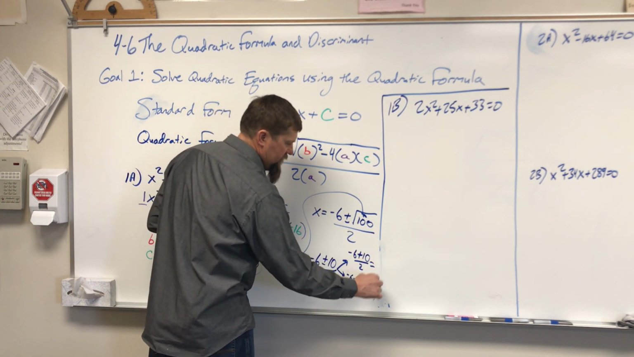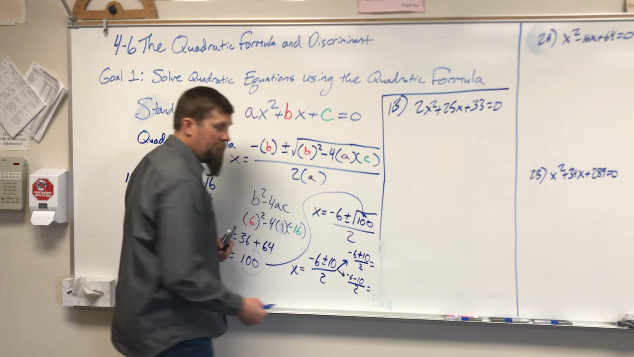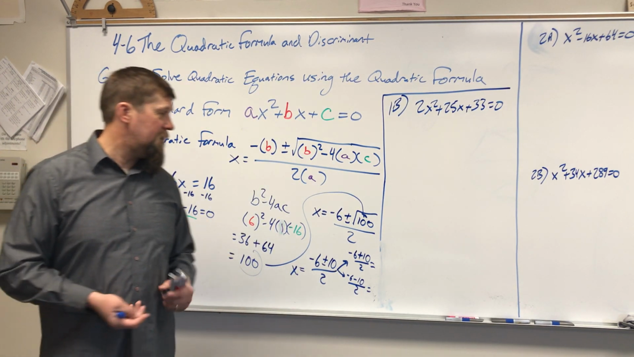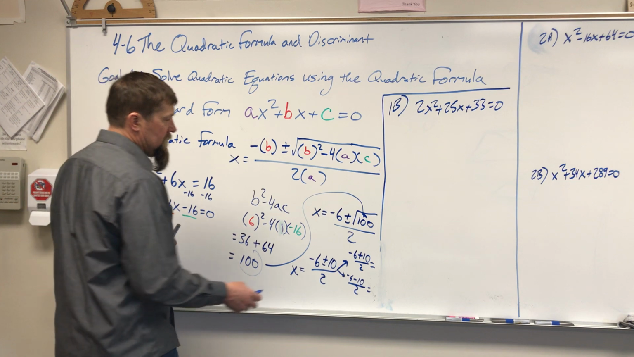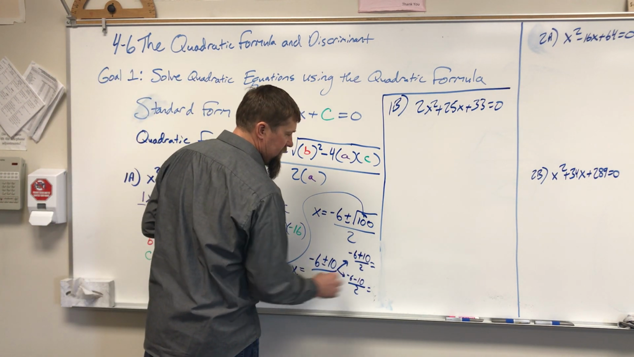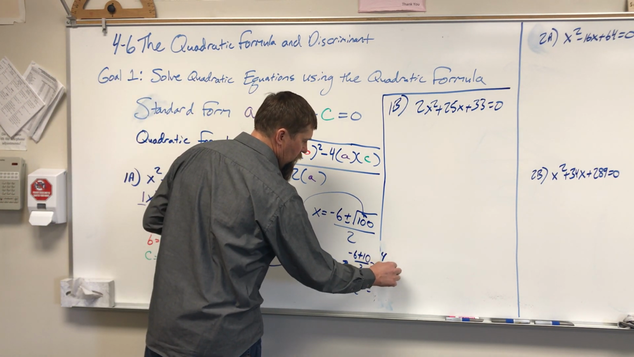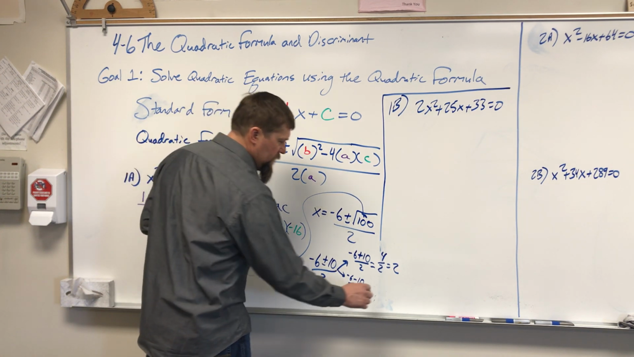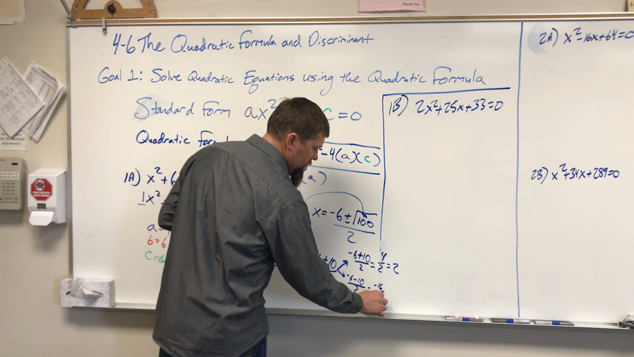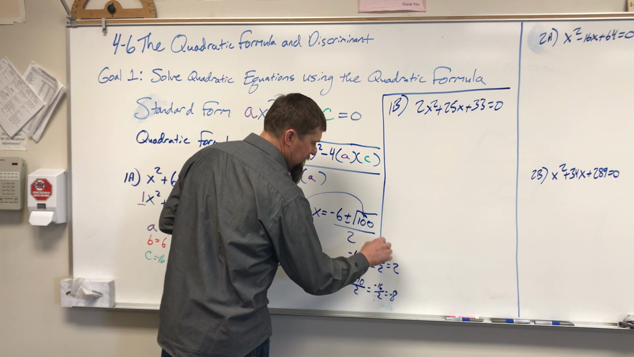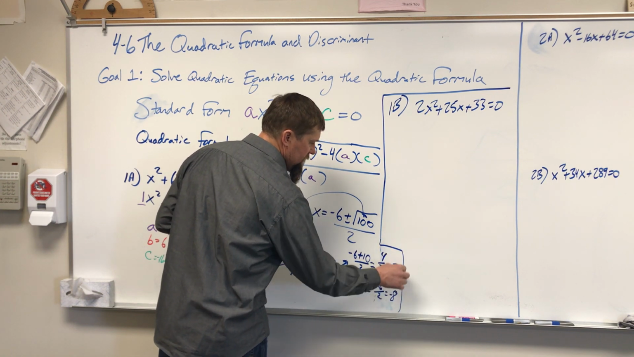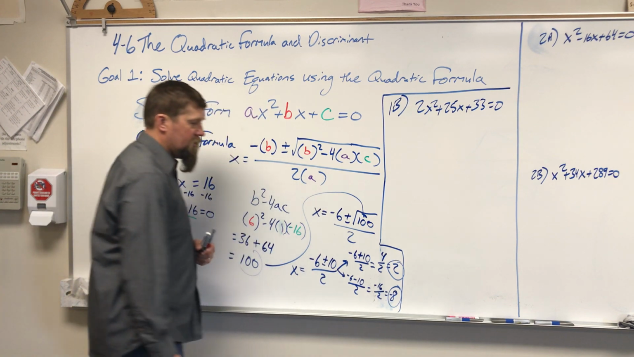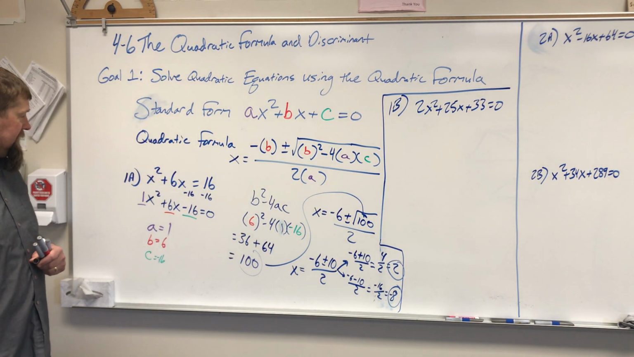These are actually two different answers. Remember with quadratics, we typically come up with two answers. So let's go ahead and do this. Negative 6 plus 10 over 2 is 4 over 2, or 2. Negative 6 minus 10 over 2 is negative 16 over 2, or negative 8. So my two answers for this problem are 2 and negative 8.